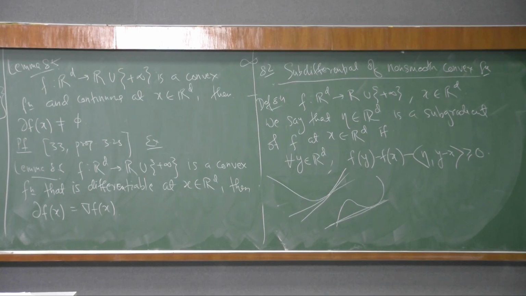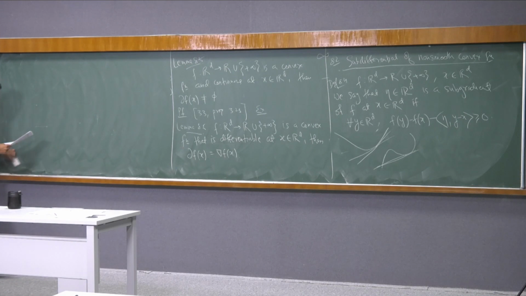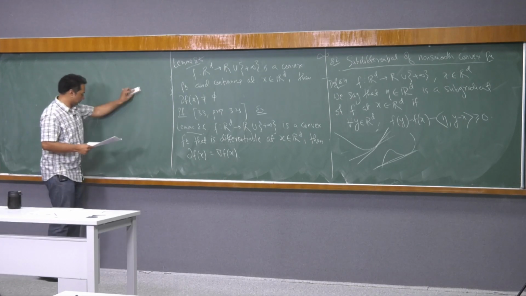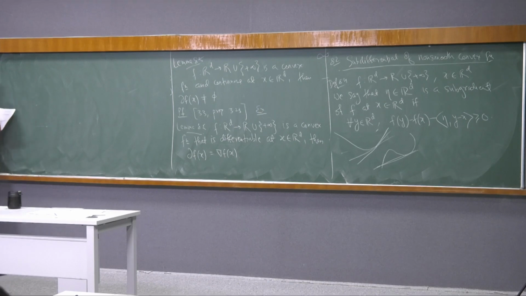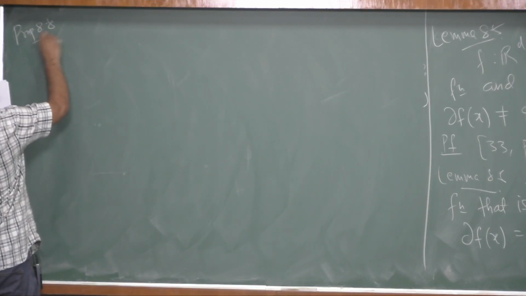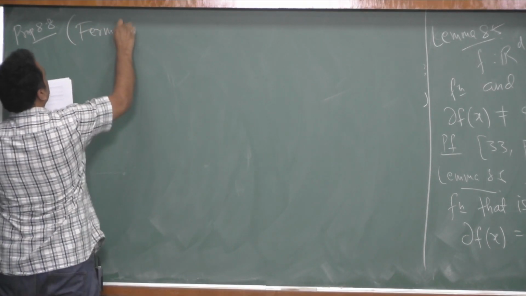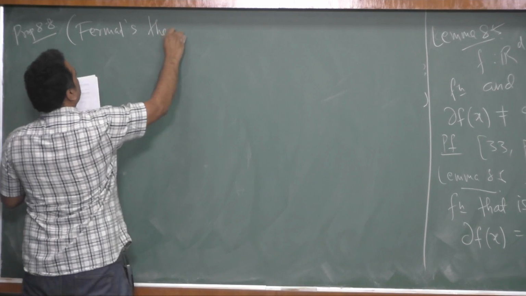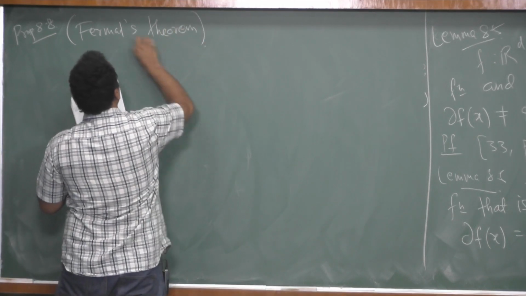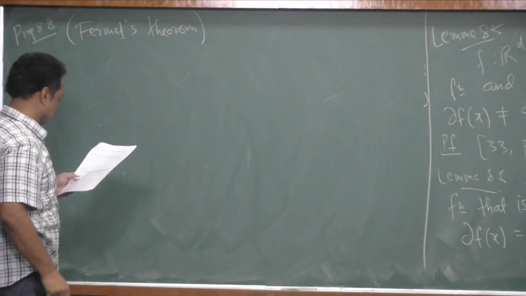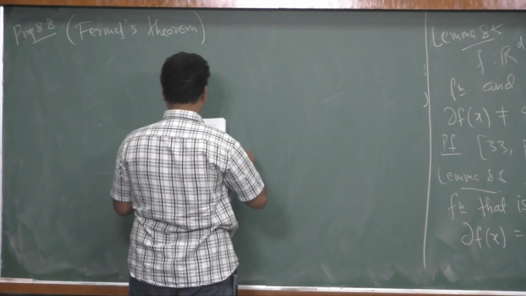Okay, so now let us prove something called Fermat's theorem. Fermat's theorem, I believe we have done this as well. It's a French name, so we don't pronounce the T. It's Fermat. If it ends in T, we don't say that T.